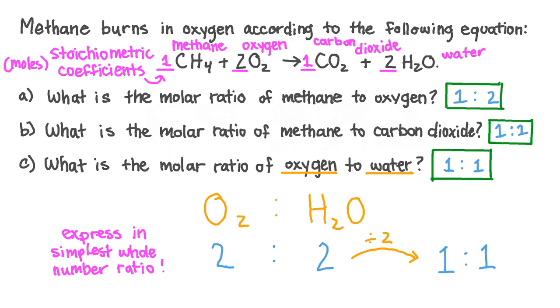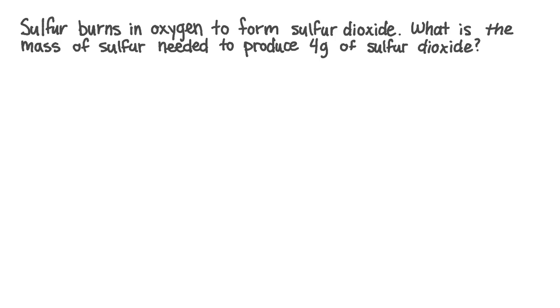So now that we've worked this problem where we find the molar ratios from a chemical equation, let's try a harder problem where we apply them. Sulfur burns in oxygen to form sulfur dioxide. What is the mass of sulfur needed to produce 4 grams of sulfur dioxide?